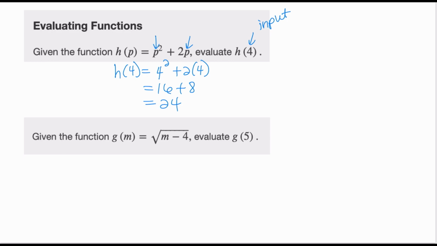Go ahead and pause the video, see if you can find g of 5 in the next example, and then press play. G of 5 means that you're going to come to the radical, and wherever you see an m, you're going to replace it with the number 5. Here, the square root of 5 minus 4 is the same thing as saying the square root of 1. And the square root of 1, of course, is 1. So g of 5 is equal to 1.